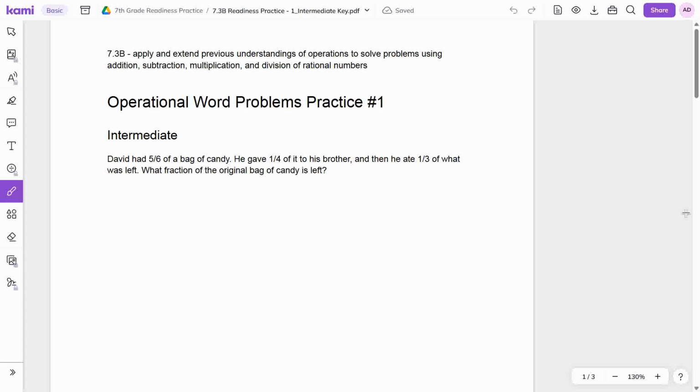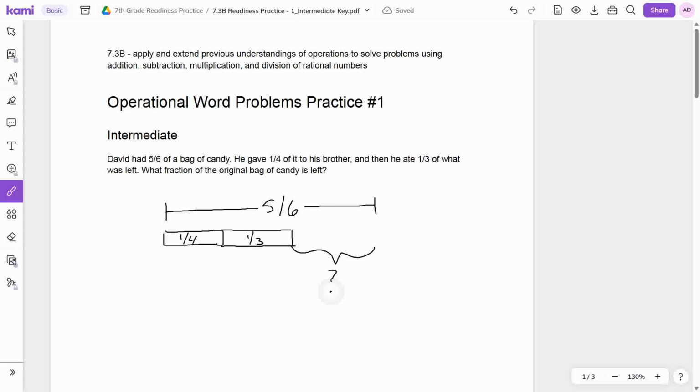So David had 5/6 of a bag of candy. All right, so I'm going to kind of draw it like this. This is how much he had, 5/6, and that's going to be my total. So we know it's less than a whole, but I don't think that's super important. He's going to give 1/4 to his brother, okay? And then he's going to eat 1/3. And then the question is, what fraction is left? So we're looking for this section right here.